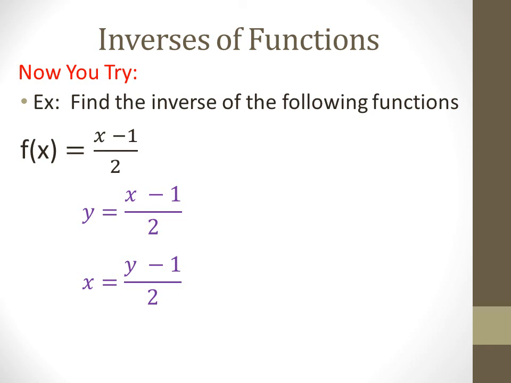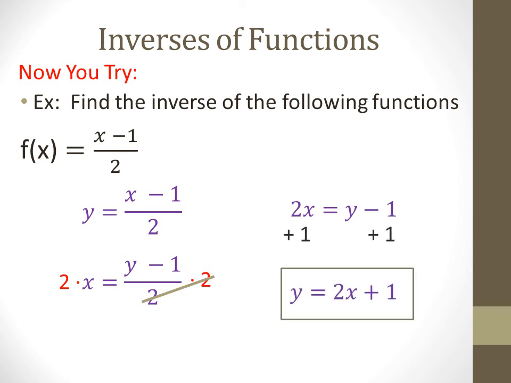Well, the first thing we want to do is get rid of this 2 on the bottom. Since it's dividing by 2, the best way to get rid of it is to multiply both sides by 2. It will cancel on the right-hand side, which gives us 2x equals y minus 1. And the last step we need to do to solve for y is just add 1 to both sides, and we get our end result of y equals 2x plus 1. This is the inverse of our original function.